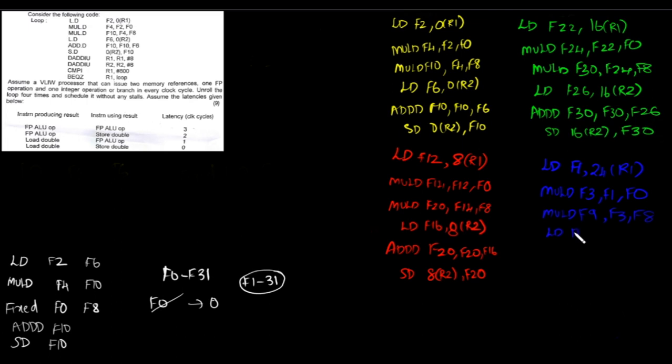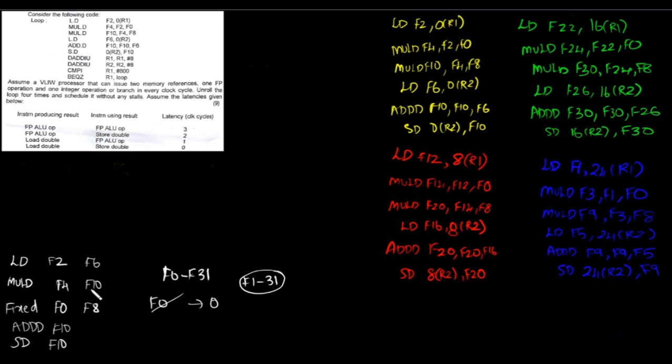LD F5, instead of 0 we have to put 24 R2, and then we add D F9, F9, F5 and store D 24 R2, F9. Say for example the question is given for another iteration, say the fifth time. Now it will be easier to add plus 10 from here. We can see that if you add plus 10, F11 is not used here.